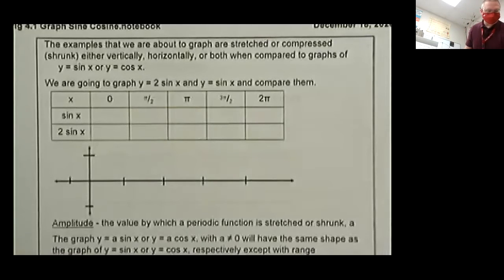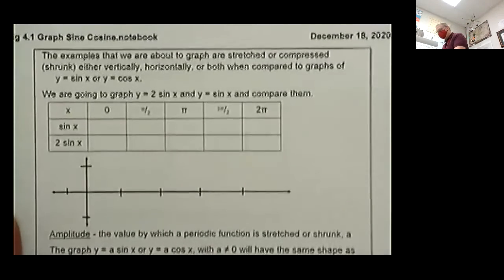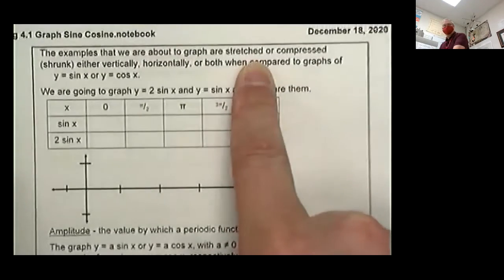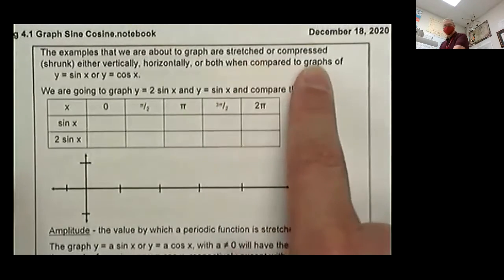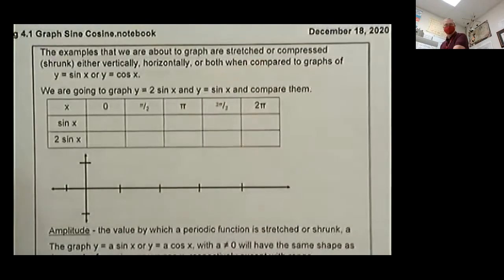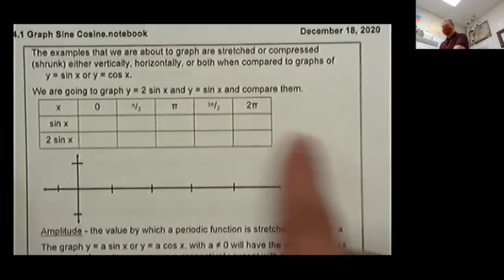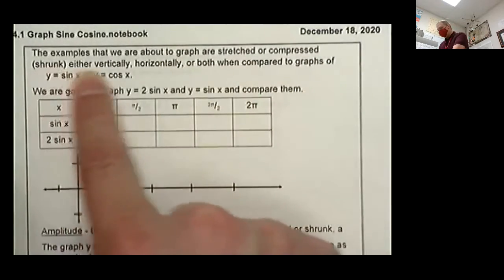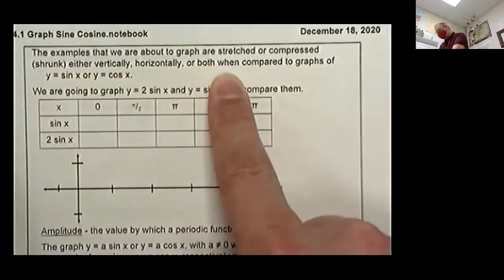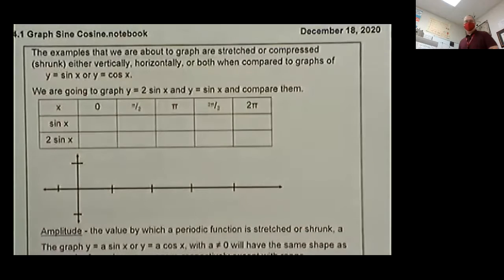Let's look at some more graphing things. The examples we're about to graph are stretched or compressed. And so again, this is the same idea that we used in college algebra. Compressed is shrunk, either vertically, horizontally, or both when compared to the graph of y equals sine x and cosine of x. So we're going to graph y equals 2 sine x and y equals sine x and compare them.